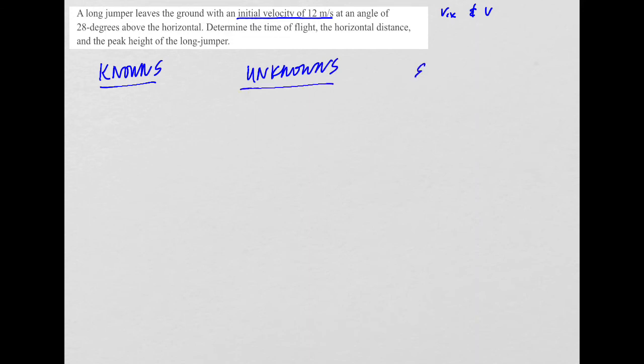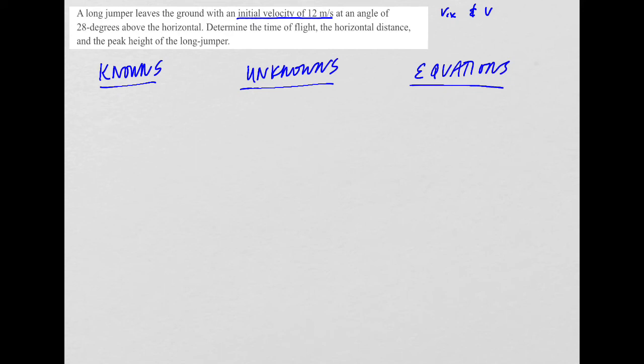All right, so here it says a long jumper leaves the ground with an initial velocity of 12 meters per second at an angle of 28 degrees above the horizontal. Immediately you should say, oh, this is a resultant. I'm going to have to do the trigonometric method in order to solve for VIX and VIY because I am not given those. I am given an initial velocity, which means the resultant velocity. All right, to determine the time of flight, the horizontal distance, and the peak height of the long jumper. Alrighty, this is a big one. Knowns, unknowns, and equations.